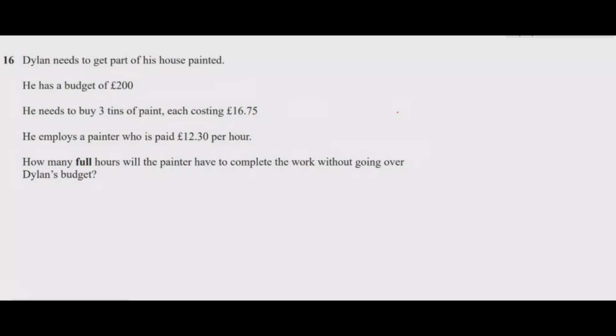Question 16 was as follows. Dylan needs to get part of his house painted. He has a budget of £200. He needs to buy 3 tins of paint, each costing £16.75. He employs a painter who is paid £12.30 per hour. How many full hours will the painter have to complete the work without going above Dylan's budget?